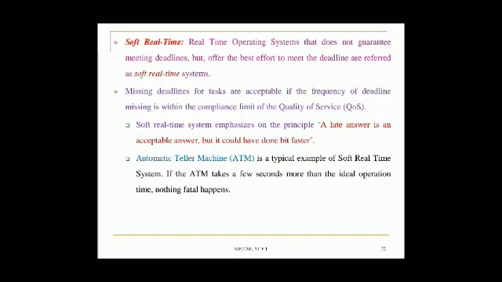An automatic teller machine is a typical example of a soft real-time system. If the ATM takes a few seconds more than the ideal operation, nothing fatal happens for sure. So that's all about soft real-time and hard real-time systems.